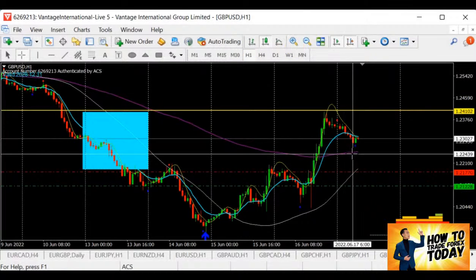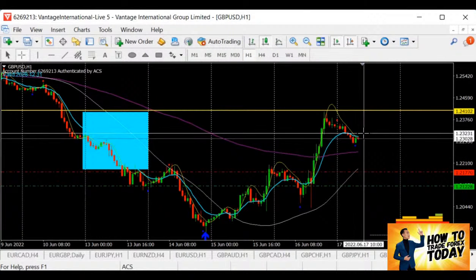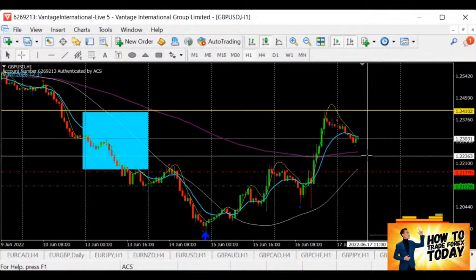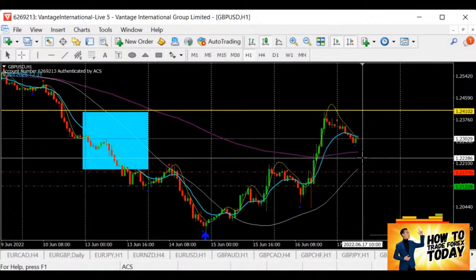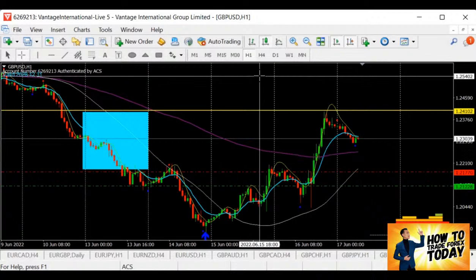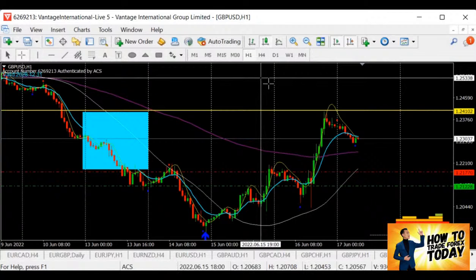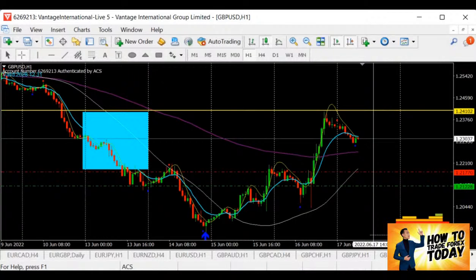When H1 has a green and red candle, then that will be a sell. So pound dollar I will be taking into consideration, but this trade will be a retracement trade as well. So please take care for this pound dollar.